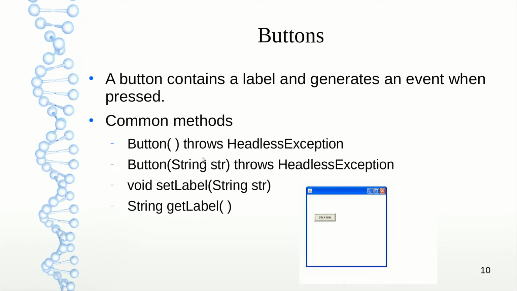And then we have two other methods. The first is setLabel and second is getLabel. The setLabel sets the static text of the button, and the getLabel retrieves it.